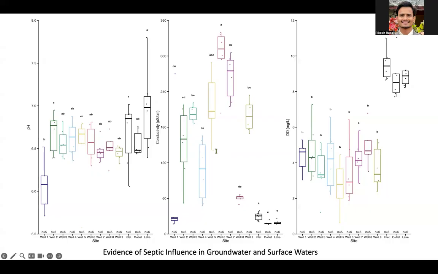The next step in this research is to identify the specific contaminants moving through this system and how that changes with seasonal use and hydrologic variability. That is something that I'm really excited about.